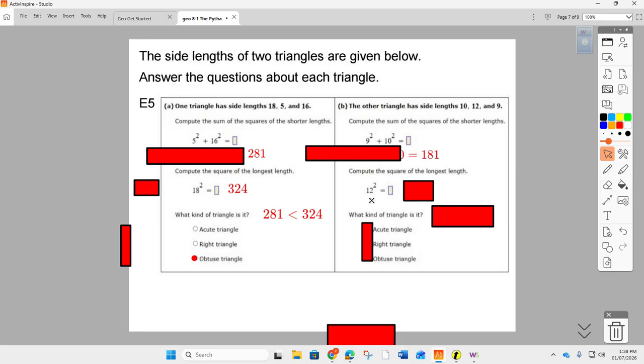What's 12 squared? 144. So remember this, the sum goes on the left, the other one goes on the right. 181 is greater than 144. So what kind of triangle is it? Acute, right, or obtuse? Acute. The greater than is going to be acute.